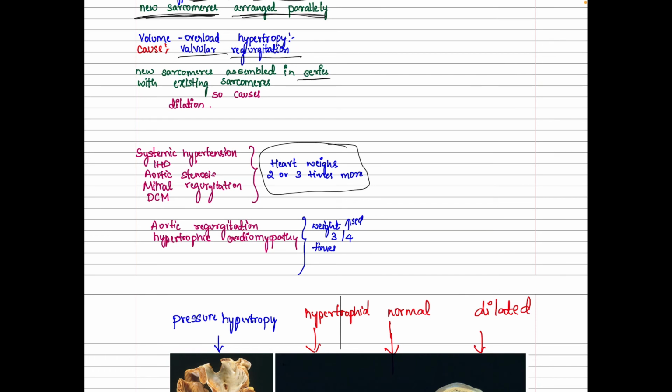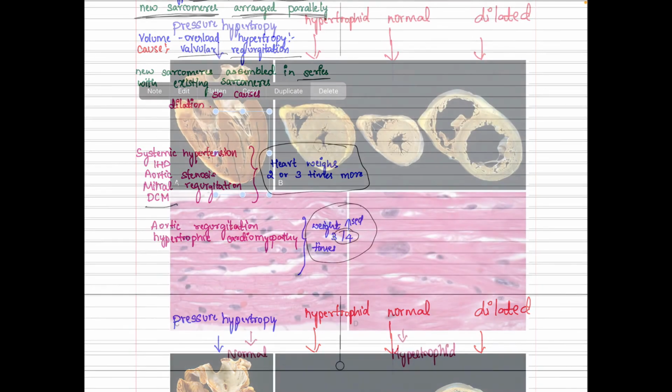And there are some more points to be remembered. In systemic hypertension, ischemic heart disease, aortic stenosis, mitral regurgitation, and dilated cardiomyopathy, the heart weighs more than 2 to 3 times the normal. And in conditions like aortic regurgitation and hypertrophic cardiomyopathy, the heart increases in weight by 3 to 4 times.